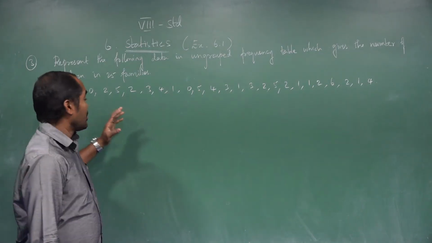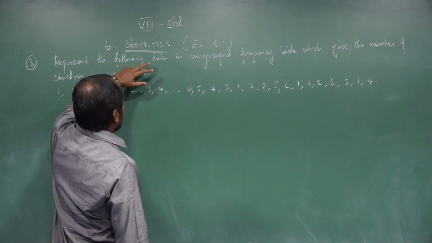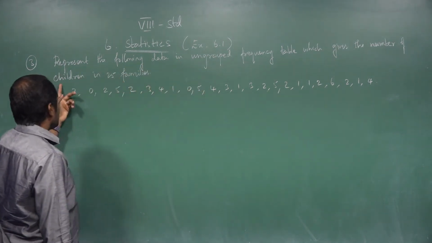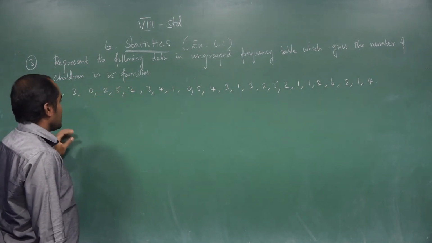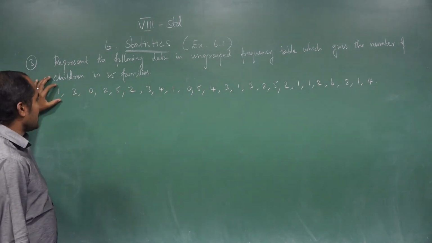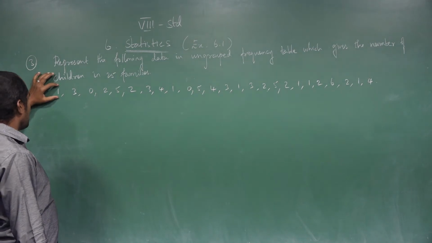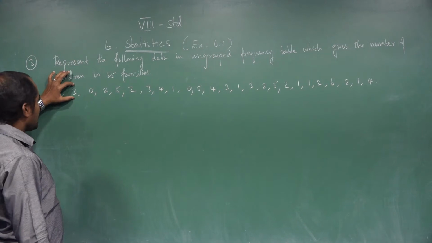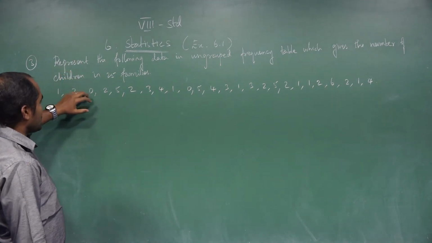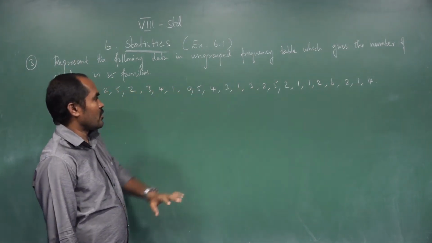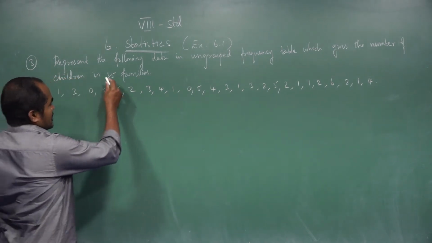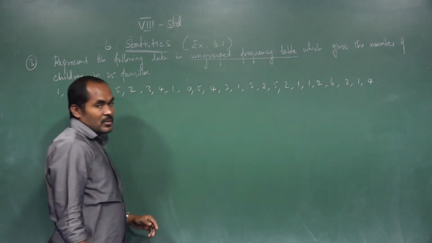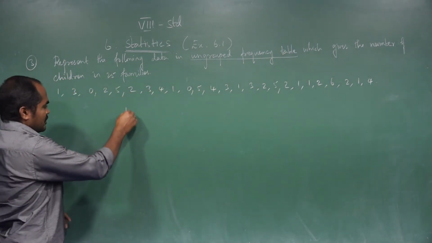Next, third sum. Represent the following data in an ungrouped frequency table, which gives the number of children in 25 families. So the number of children in each family: the first family has one child, the second has 3 children, the third has no children, and so on for 25 families. Our question is to represent the data in an ungrouped frequency table. This is very easy.